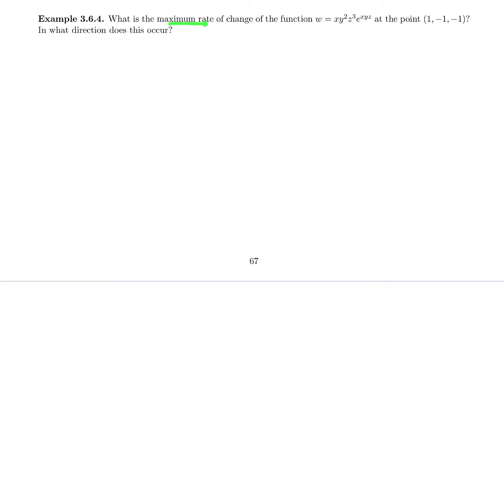We know that the maximum rate of change is the norm of the gradient. And so let's calculate the partials so that we can put them into the gradient. F sub x at any x, y, z: we take the derivative with respect to x. We need a product rule first, so we get y squared z cubed e to the x y z plus x y squared z cubed e to the x y z times y z. Cleaning this up a little bit, factoring out e to the x y z, we get e to the x y z times (y squared z cubed plus x y cubed z to the fourth).